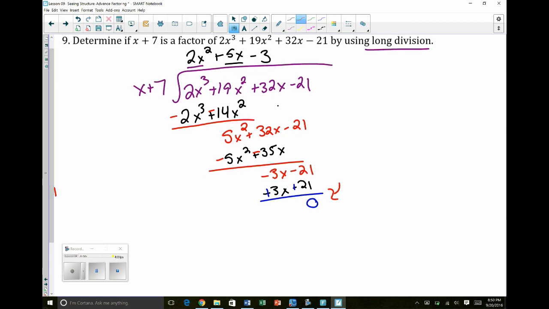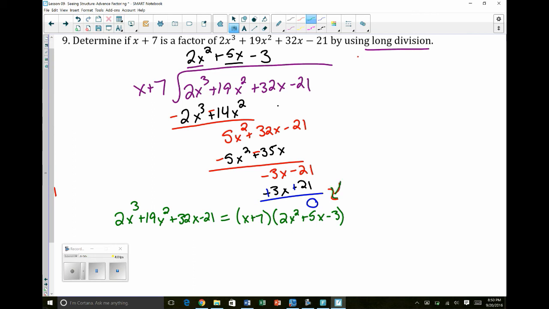Because what this tells me is this polynomial, 2x cubed plus 19x squared plus 32x minus 21, can be written as, I can factor it now as x plus 7 times 2x squared plus 5x minus 3. I can now factor this polynomial because I know that x plus 7 is a factor, and it's a factor because our remainder was 0.